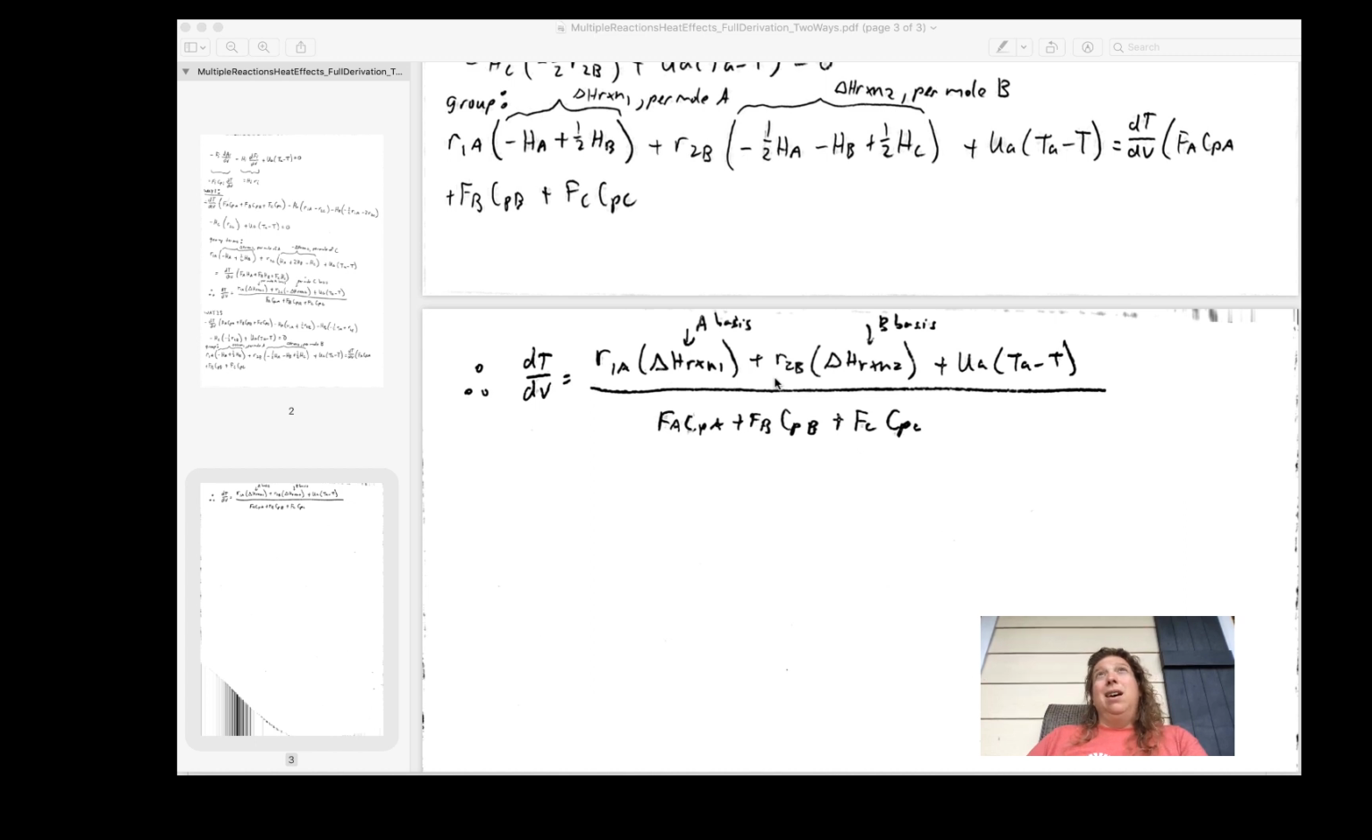In this case, R2B, this is the rate of generation of B in reaction 2. B is a reactant species, so this is negative. The heat of reaction is positive because it's endothermic. That means that this is a net negative number, which means it's decreasing the temperature.